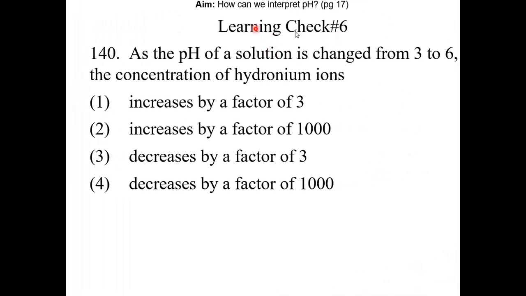Learning check number 6. As the pH of a solution is changed from 3 to 6, the concentration of hydronium does what? Pause the video and resume when completed. From 3 to 6, the solution became more basic, so the hydronium concentration should decrease. Since the pH went up by 3 and each pH unit is a factor of 10, the concentration of hydronium must have decreased by a factor of 10 to the third, which is 1,000. So the answer is choice 4.